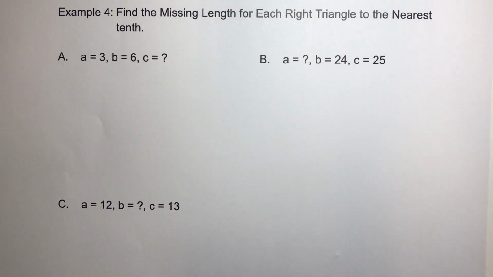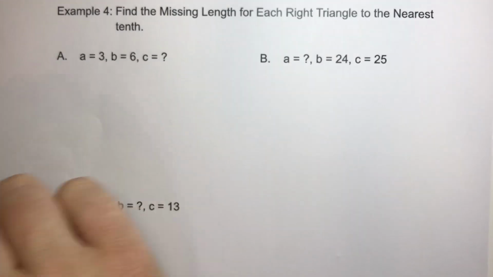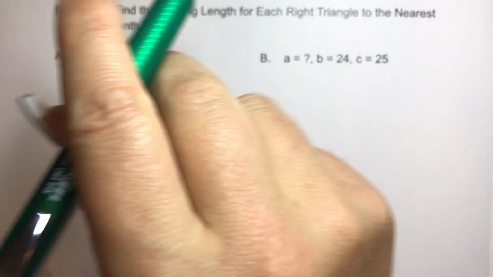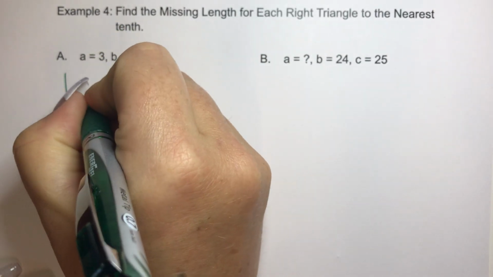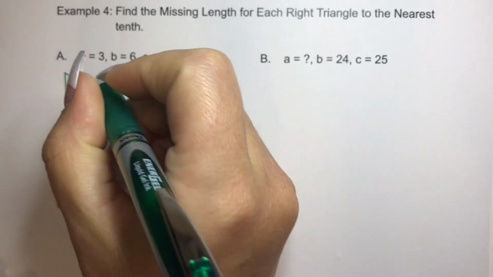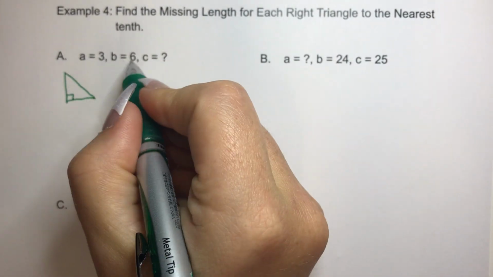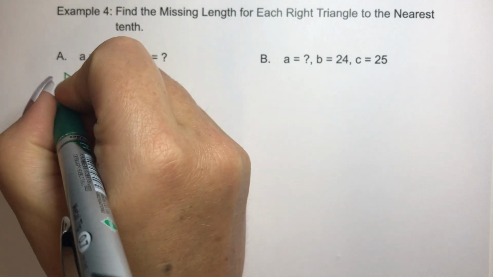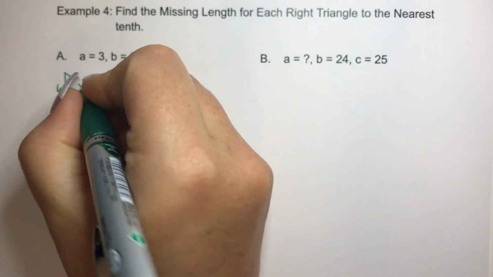All right, we're back for example 4. We're going to be finding the missing length of each right triangle to the nearest tenth. So it's giving us measurements. I'm going to go ahead and make a right triangle. So there's my 90 degree. This is a leg, so it's basically 3 and 6, and it wants us to find c.